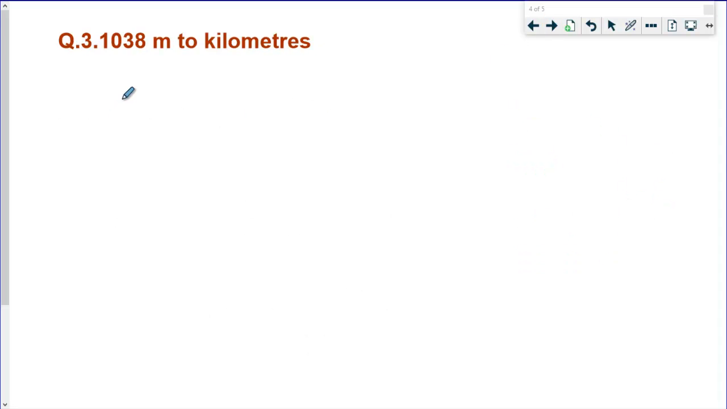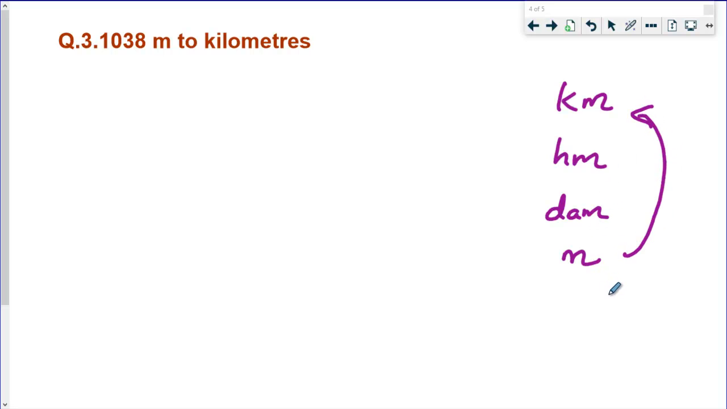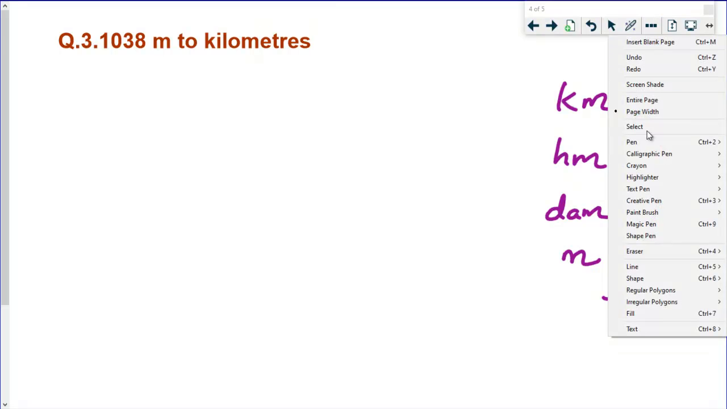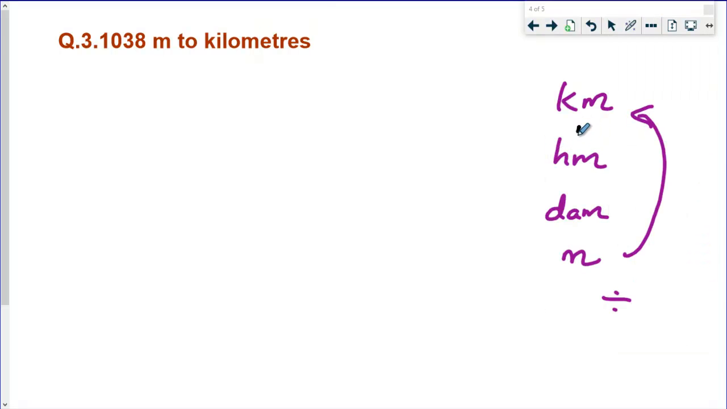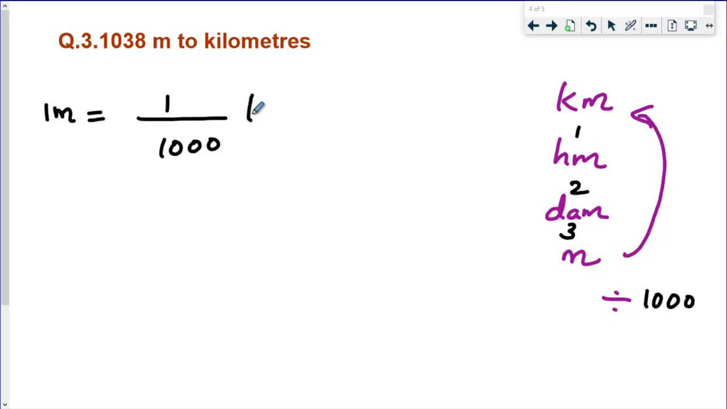Okay. Now we have to convert 1038 meter to kilometer. For converting meter to kilometer, first we have to write the units. What are the units? We can start from kilometer, hectometer, decameter and the meter. Now here we want to convert meter to kilometer. Okay, so we have to divide. Now in between meter and kilometer, how many tens are there? There are 3 tens. So we have to divide with 1000. So here we can write 1 meter is equal to 1 by 1000 kilometer.